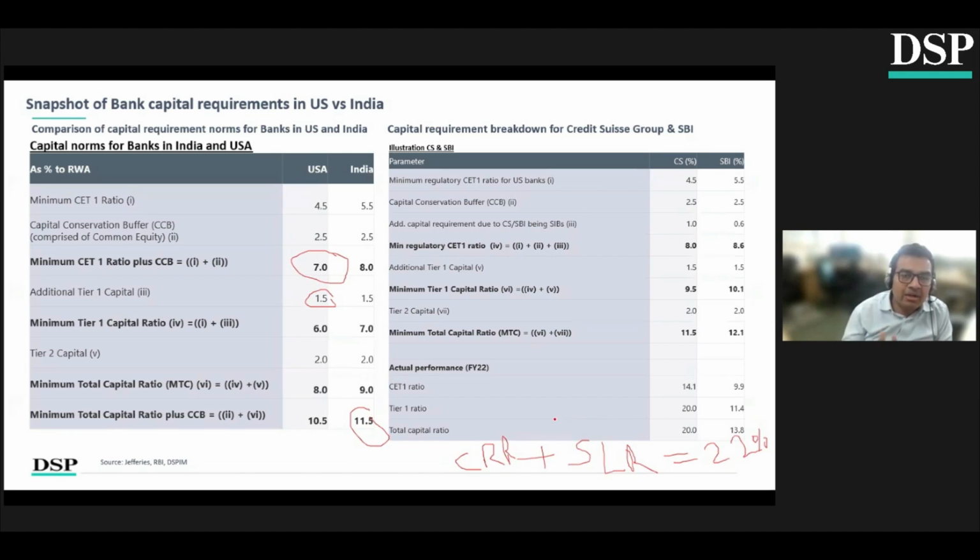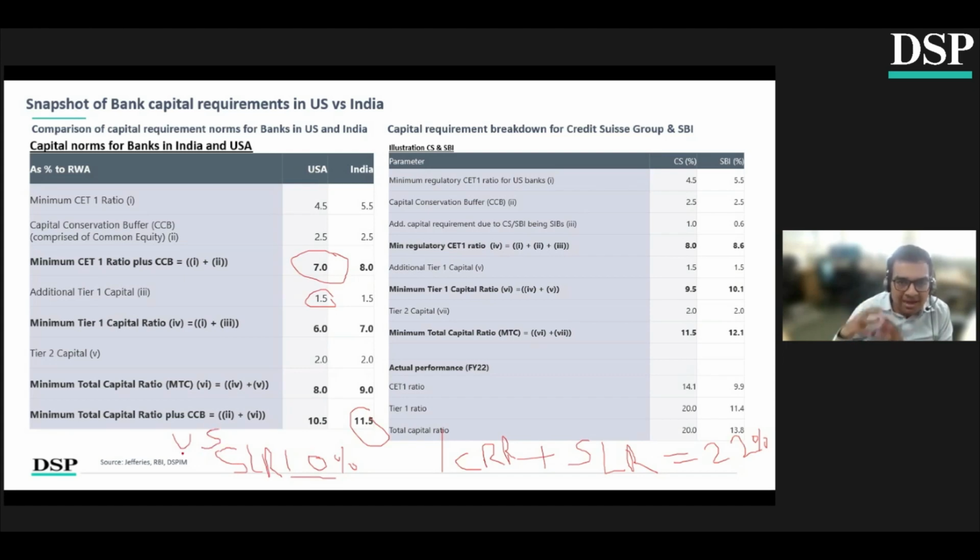Similarly, in US, until 2020, this number was 10%. They do not have any CRR. They have an equivalent concept of SLR. So that was 10% until 2020. Post 2020, that has been removed for the time being. So that is as far as a reserve requirement is concerned between the two markets.